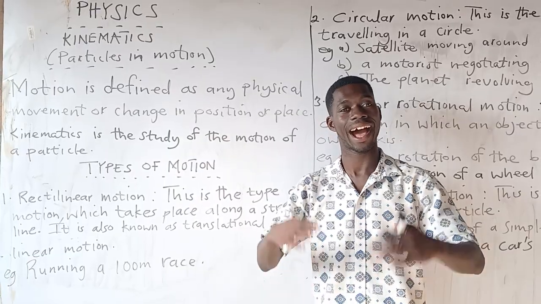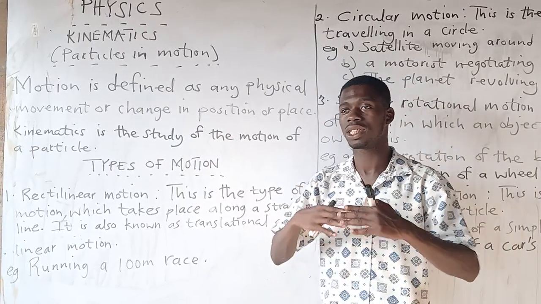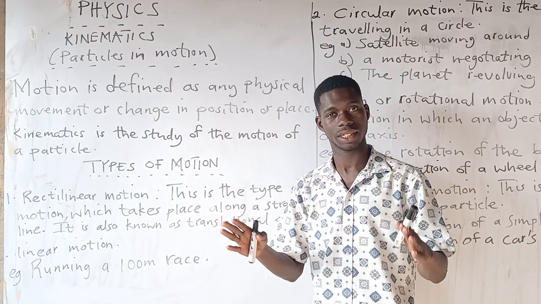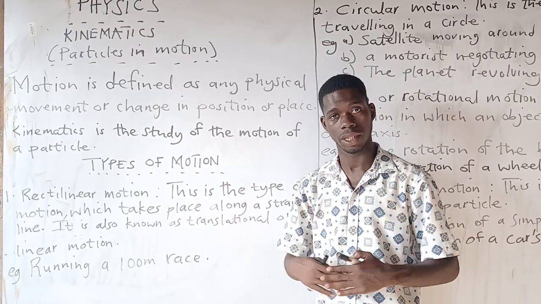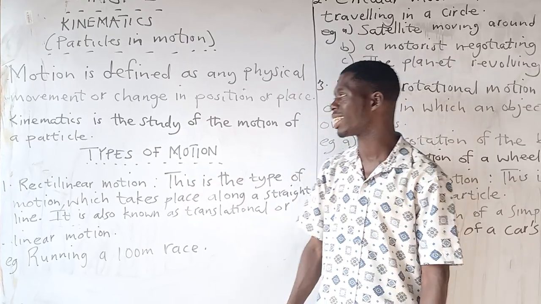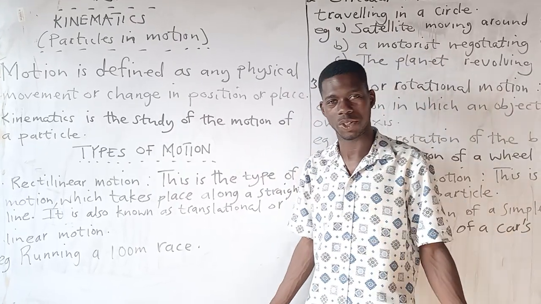So the motion of a car, any moving object, it means motion is taking place. When an object is moving, it means motion is taking place. Okay, so that's the definition for motion.